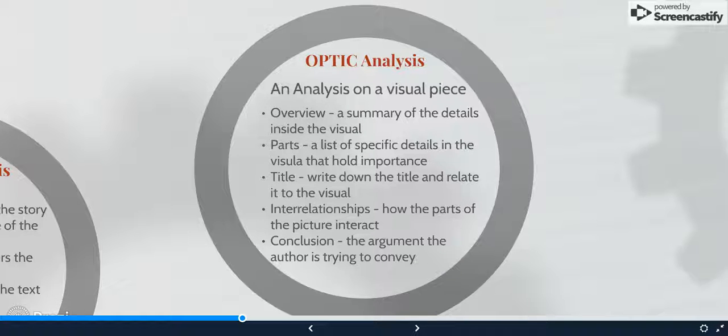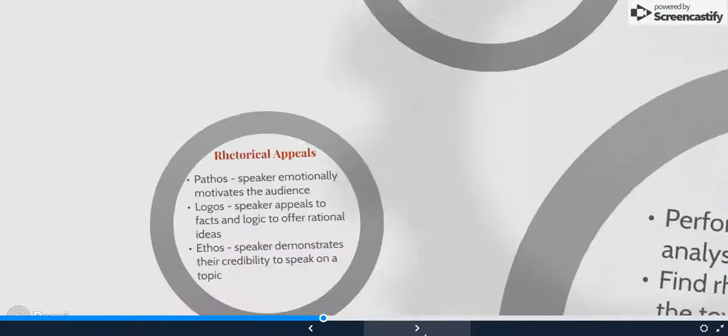Honestly, if I were you, I would literally write OPTIC, and that way you go through each piece in your head. So if you see a picture or a cartoon or something like that, you write OPTIC next to it, and you're looking at the overview, the parts, the title, the interrelationships, the conclusion, and that kind of thing. And I would do the same thing with the SOAPs. It's really important in actually looking at a piece to get all of those pieces and look at them rhetorically.